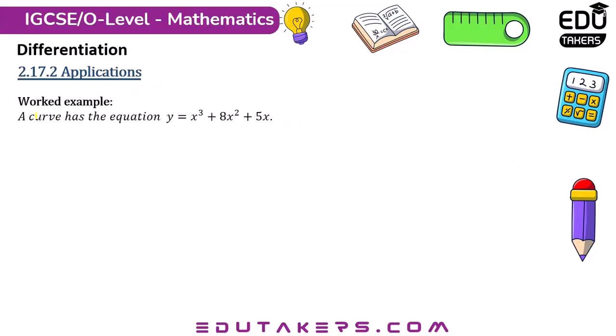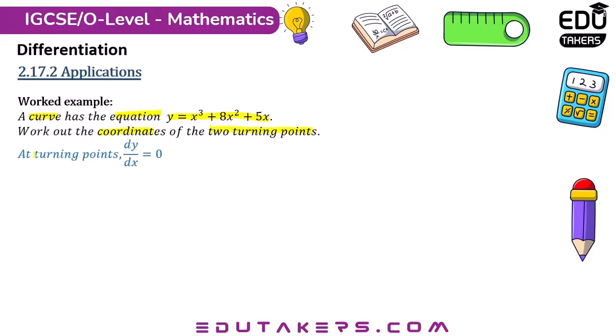Worked example. A curve has the equation y = x^3 + 8x^2 + 5x. Work out the coordinates of the two turning points. At turning points, dy/dx = 0. So d/dx of (x^3 + 8x^2 + 5x) is equal to 0. Now differentiate it with respect to x. It will be 3x^2 + 16x + 5 = 0.